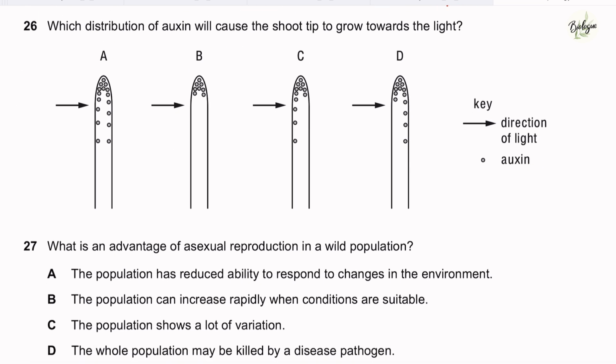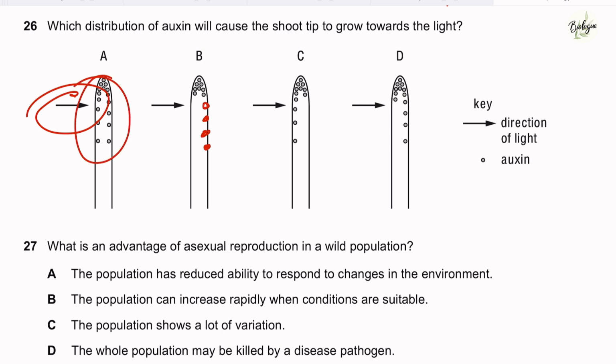Question 26, which distribution of auxin causes the shoot tip to grow towards light? So remember, auxin movement occurs such that it's away from light, and also it occurs moving down through the stem. So it moves to the side of the stem that does not get exposed to light, and then it moves down the stem, right? So the movement is actually like this. If the light source is this, then the auxin molecules will move away from the light, on the side that is not exposed to light.